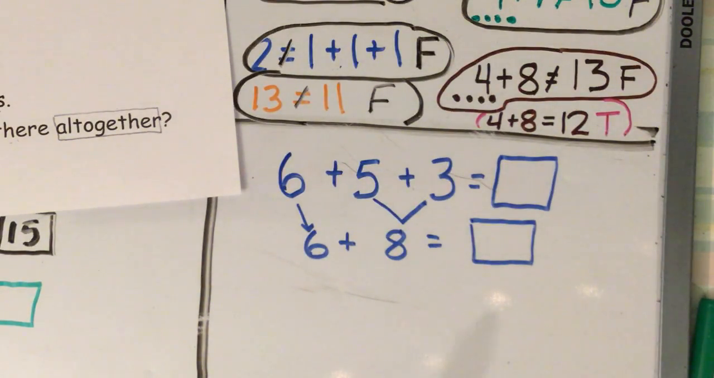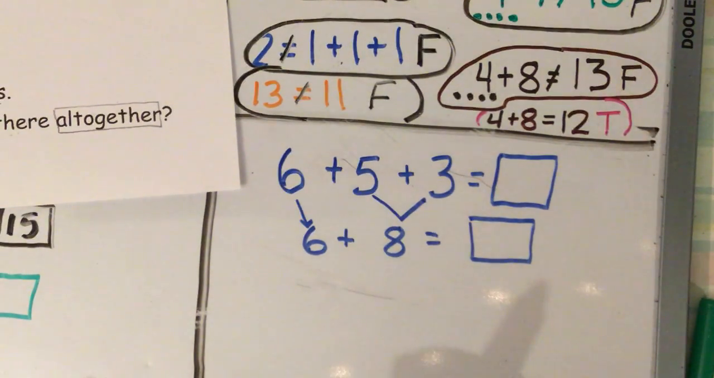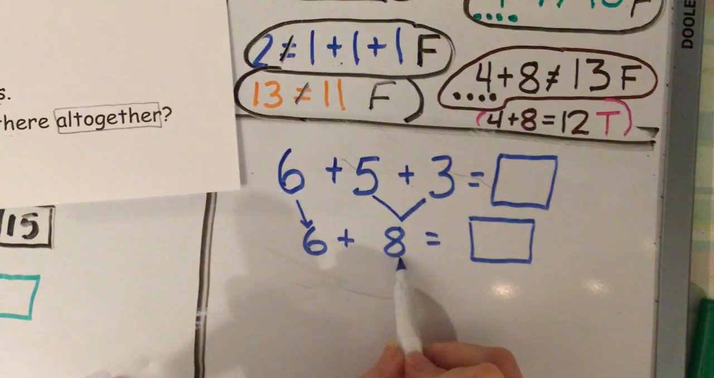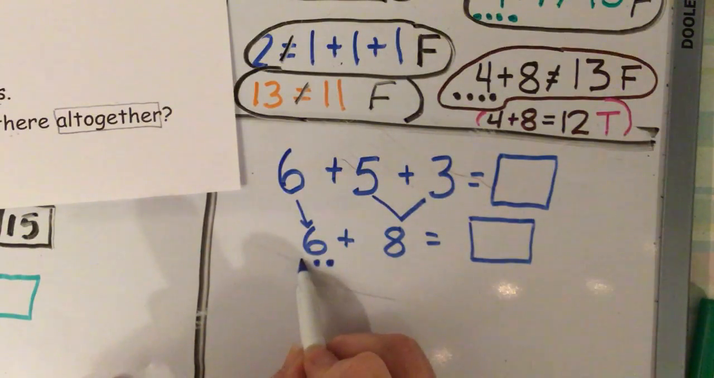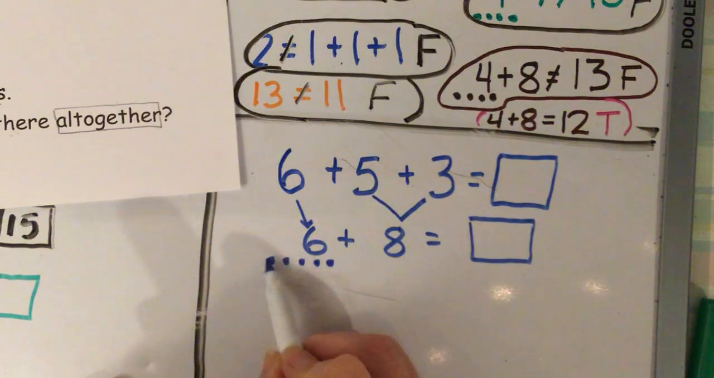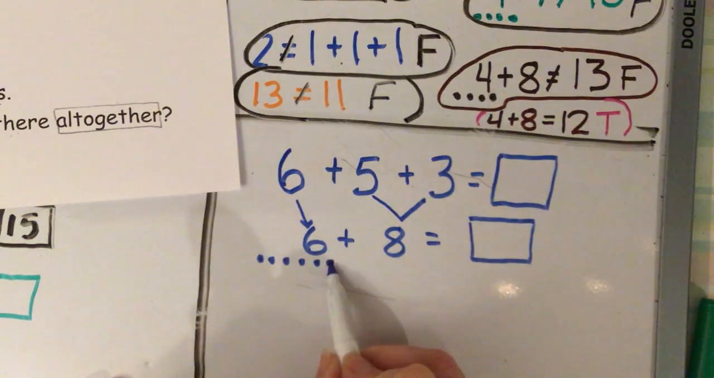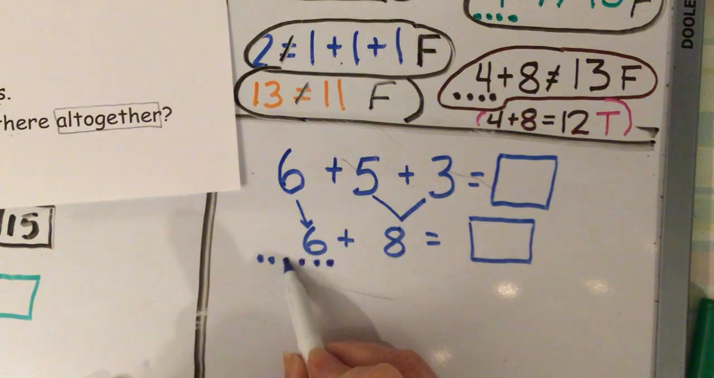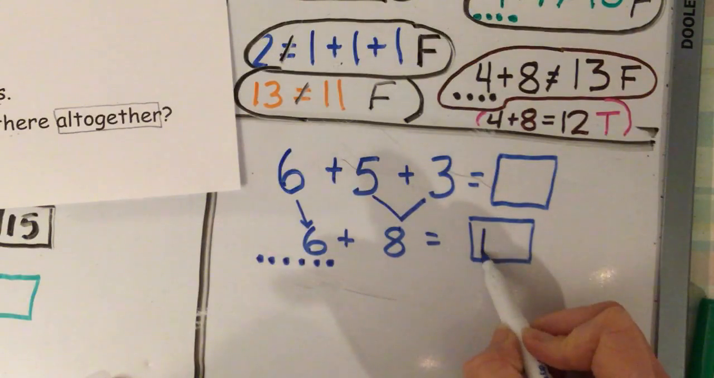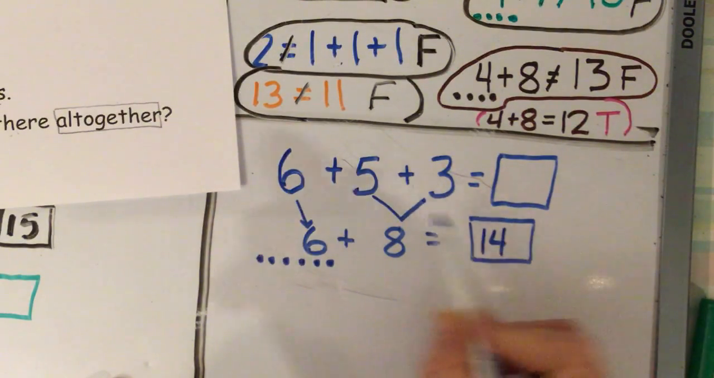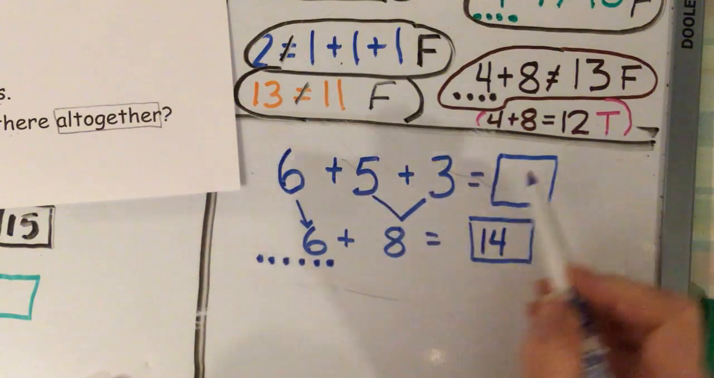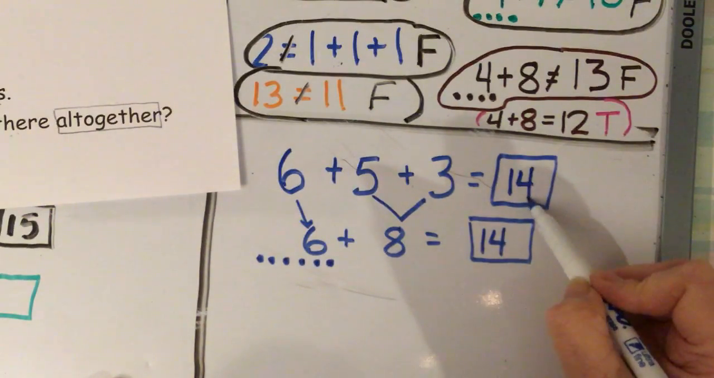Go ahead and solve that problem on your own to see if you get the correct answer. I'm going to start with 8 and count on 6. So I will draw 6 dots over here. 8, 9, 10, 11, 12, 13, 14. 6 plus 8 is 14. That means 6 plus 5 plus 3 is 14.